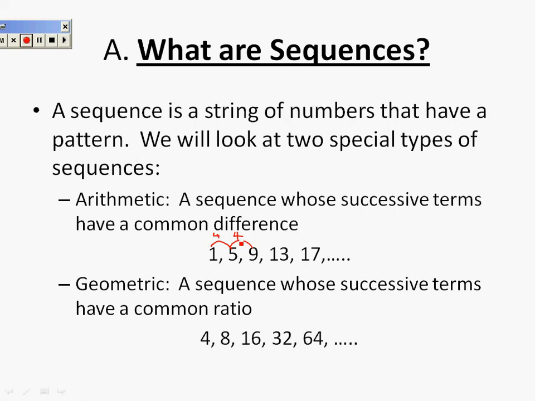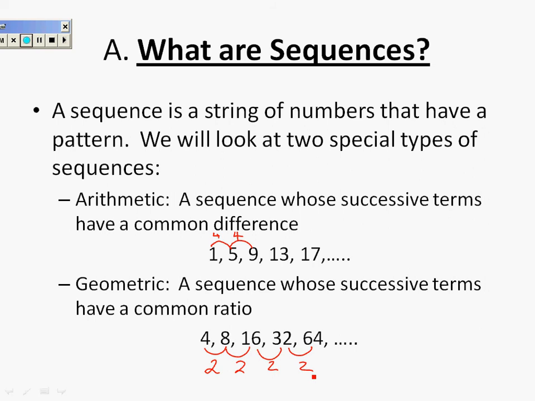Alright, so now let's move on to geometric. Geometric is a sequence whose successive terms have a common ratio. Ratio means what? Division, right? So if you were to divide 8 by 4, the second term by the first term, what would you get? 2. 16 by 8, so on and so forth. So what's happening is they have a common ratio.